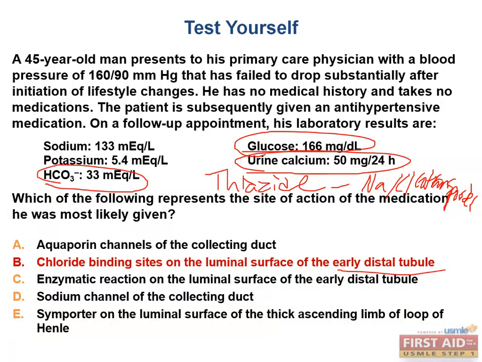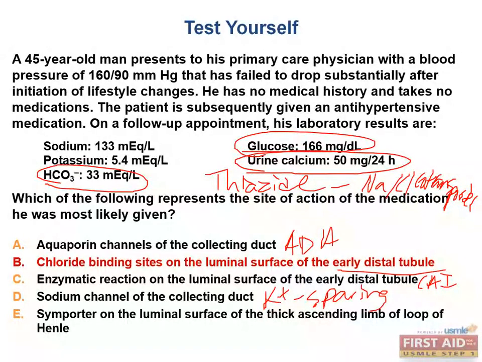Now let's look at why the others were not correct. A is not correct because this describes the site of action of ADH, which causes the insertion of aquaporin channels in the collecting duct. C is not correct because this describes the mechanism of carbonic anhydrase inhibitors, and these would lead to metabolic acidosis, not alkalosis. D is not correct because this describes the site of action of the potassium-sparing diuretics, and this would not affect the urine calcium concentration.